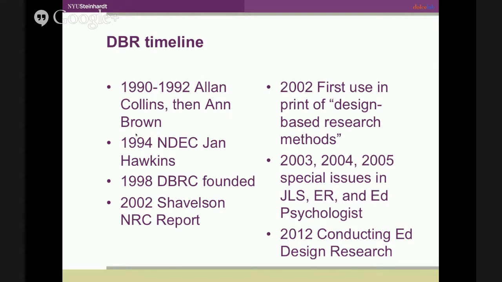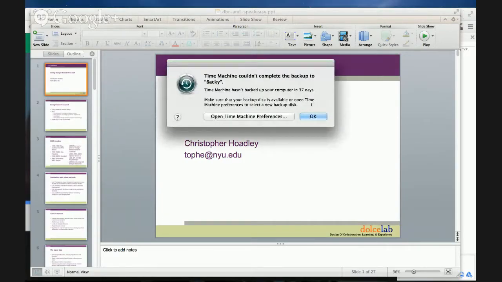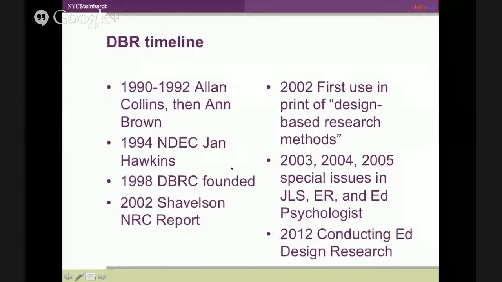2002 was the first use in print of the phrase design-based research methods, and that was a CSCL paper I wrote that came out in January of 2002, and it talked about SpeakEasy, and I'm going to tell you the story of what's in that paper. I do recommend it if you have any interest in history and or this particular research intervention. It's a nice encapsulation.